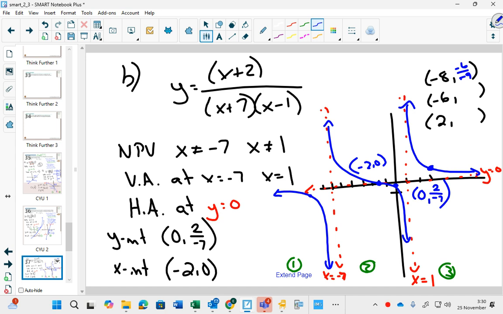So we plug in those other ones to get nice points, and we would finish our graph. Okay, questions for this one are 6 and 7.